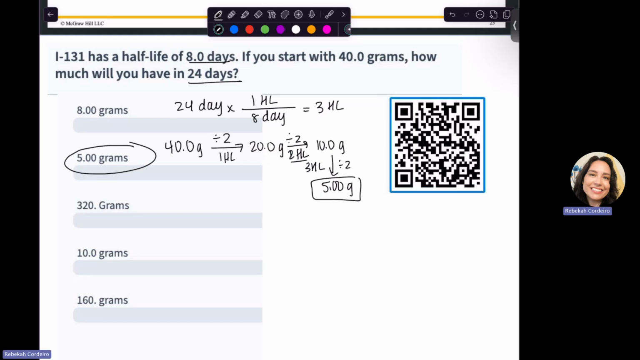So you can also think about it going in reverse, like how long has it been? If I have 5 grams and I want to figure out how long it's been, we'll say, oh, if you go from 40 to 5, that's 3 times you cut it in half. That's 3 half-lives. If each half-life is 8 days, that's 24 days.